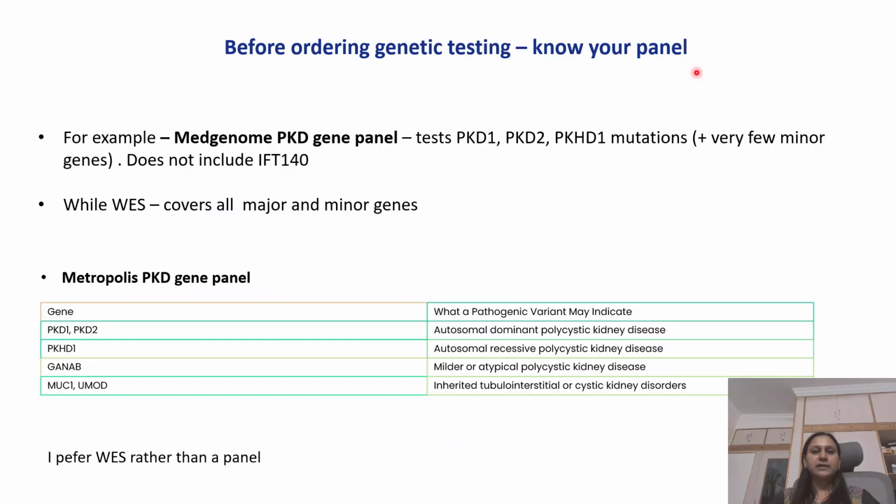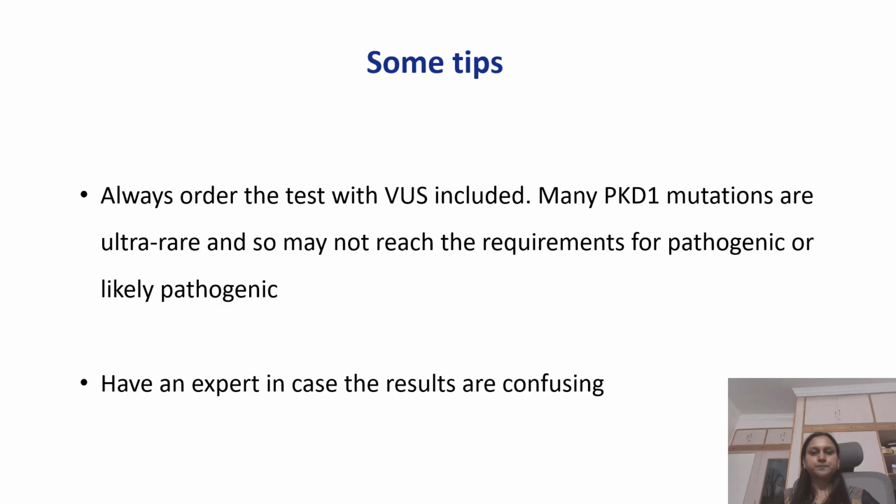Before you order, know exactly what the panel covers. This is a frequent avoidable pitfall. As an example, if you look at some of the examples, the Medgenome PKD gene panel does not include IFT140, while whole exome sequencing covers all major and minor genes. The Metropolis PKD gene panel covers the following genes. I personally prefer whole exome sequencing over a limited panel, precisely so you don't miss genes like IFT140. Always read the gene list before ordering and match it with the differential diagnosis.